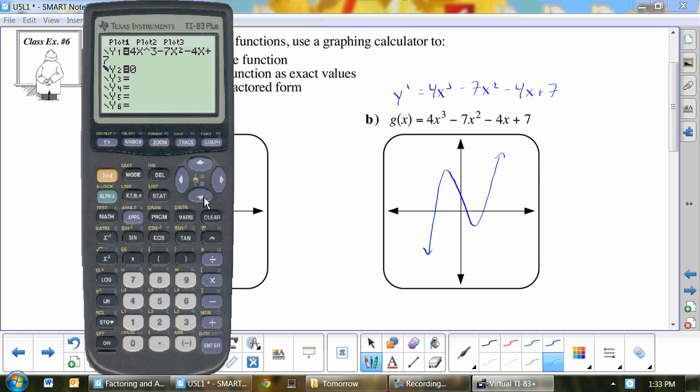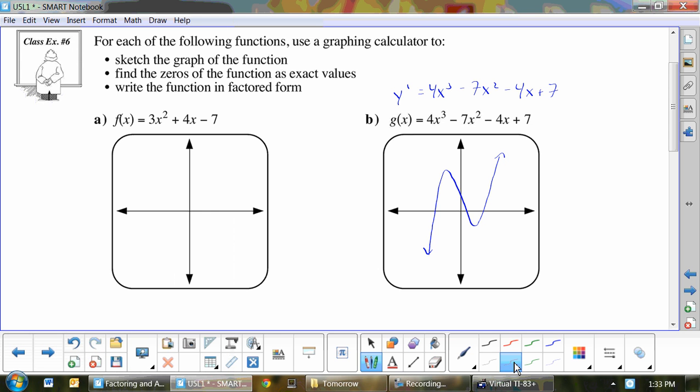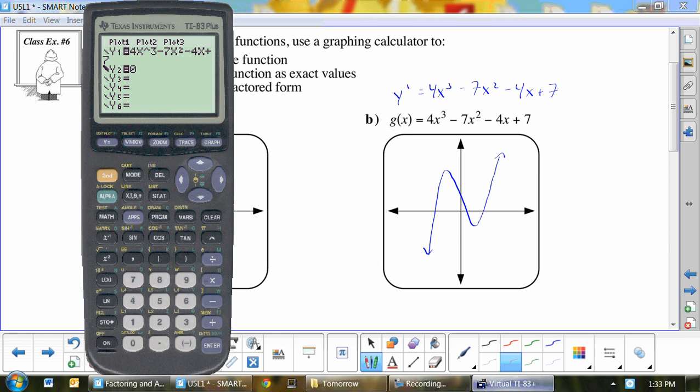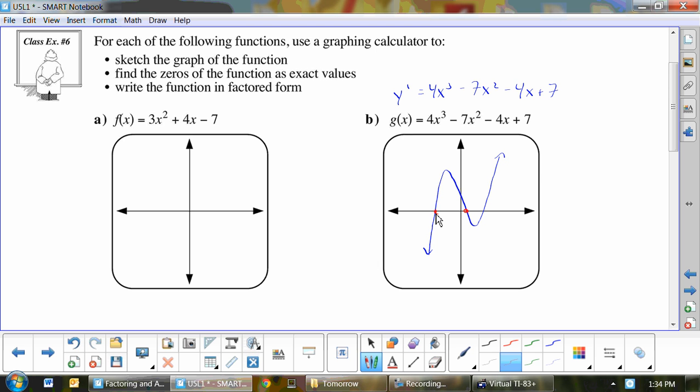Okay. So you can see that now we have a zigzag. So we have 3 x's this time. So we have one here, and one here.